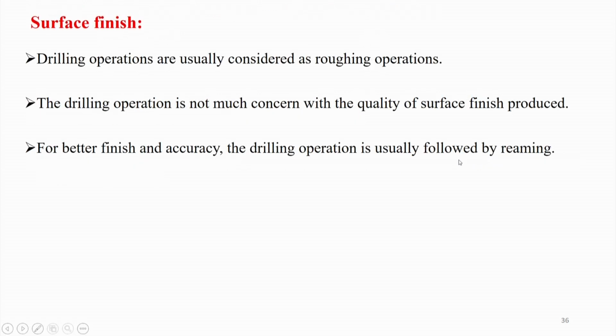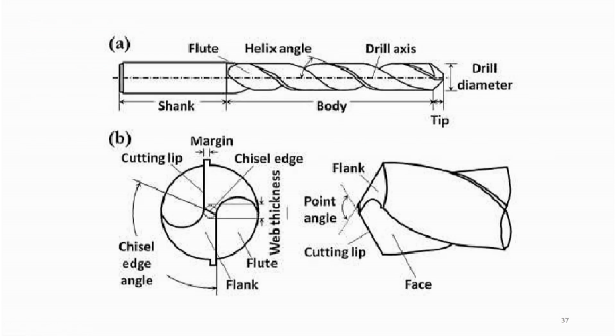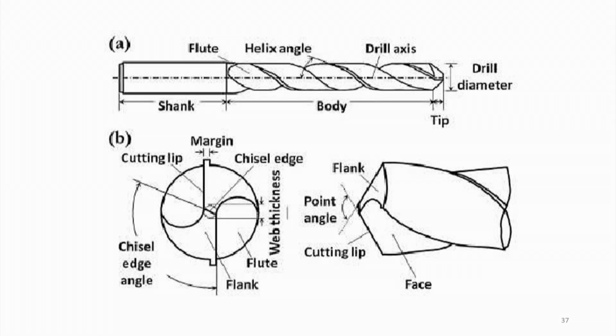Now, surface finish: drilling operations are usually considered roughing operations, so drilling is not much concerned with the quality of surface finish. For better accuracy, the drilling operation is usually followed by reaming. I am showing one complete drill here; you can take a real drill in your college and compare it.